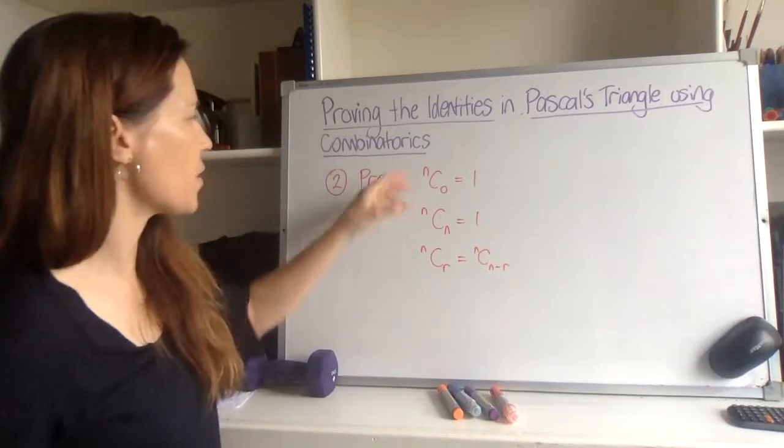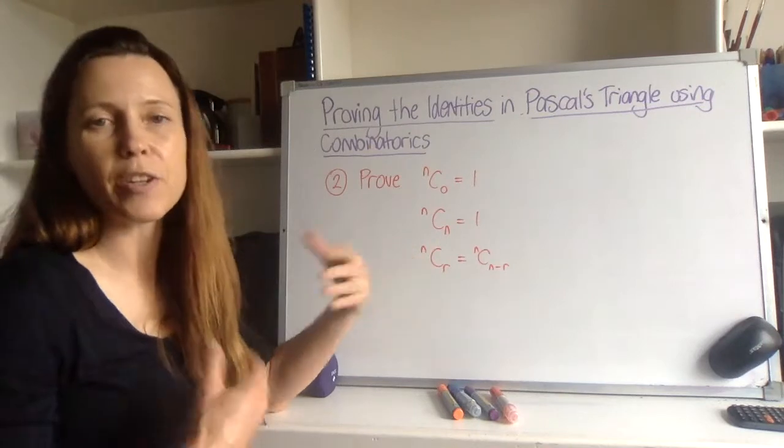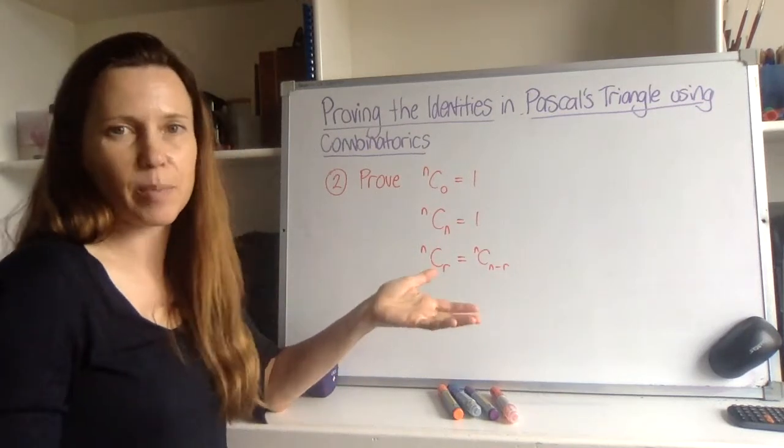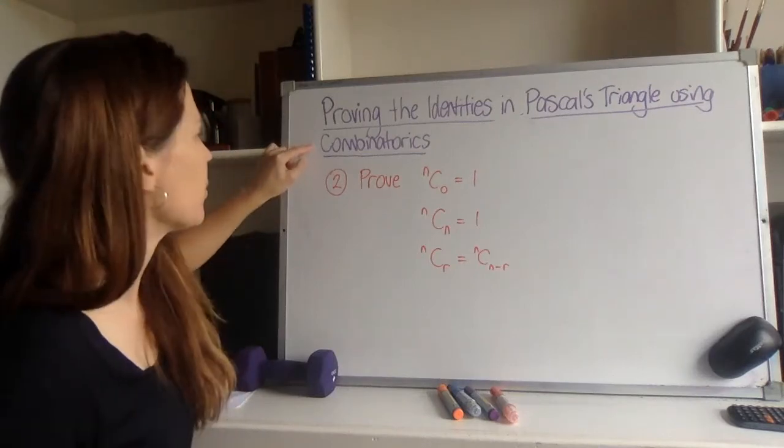Now let's prove these three basic identities. None of these are new, you've seen them all before and you know how to prove them. It's just a matter of explaining what you know. So we've already talked about them extensively in our unit on combinatorics.